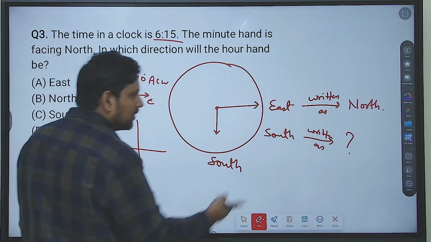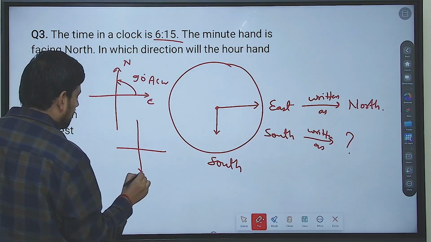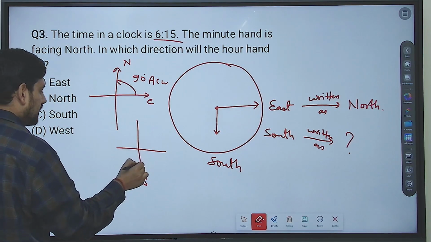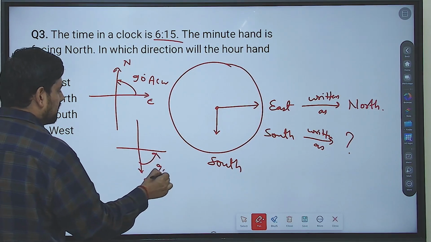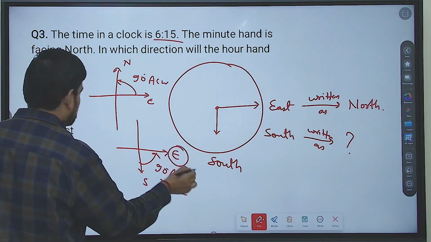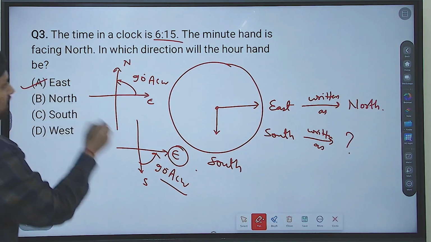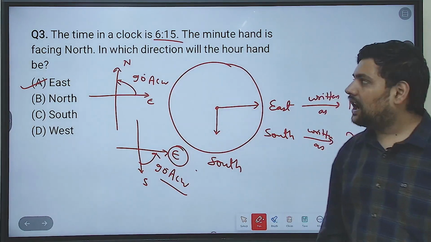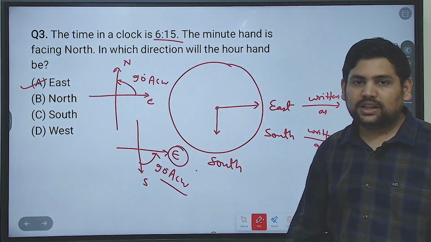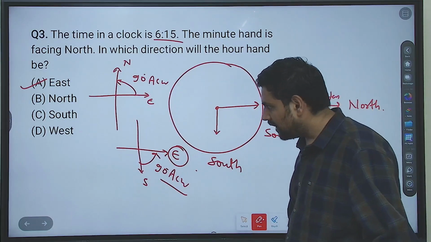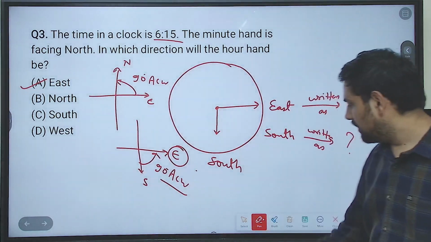Now same thing I have to do for south. So this is south. I have to go 90 degree clockwise or anti-clockwise? Anti-clockwise. So I go 90 degree anti-clockwise. Which direction do I reach? East. Answer becomes east. So in which direction the hour hand is pointing? That will be east. Got it? Simple. Okay. We'll see one more question.